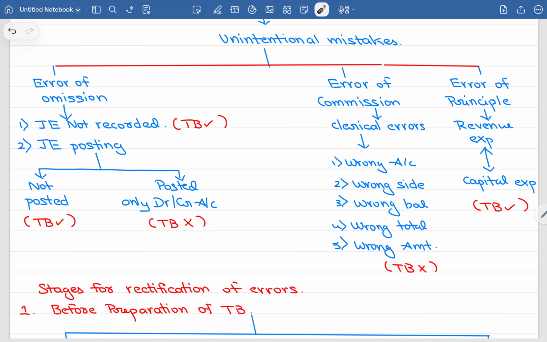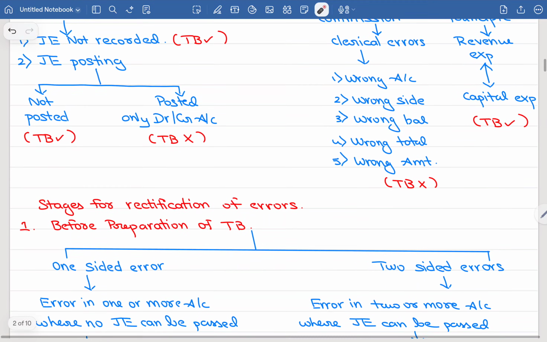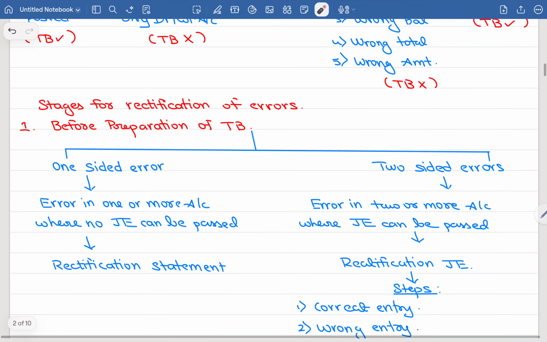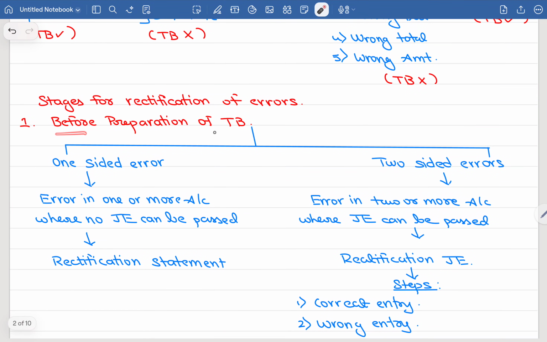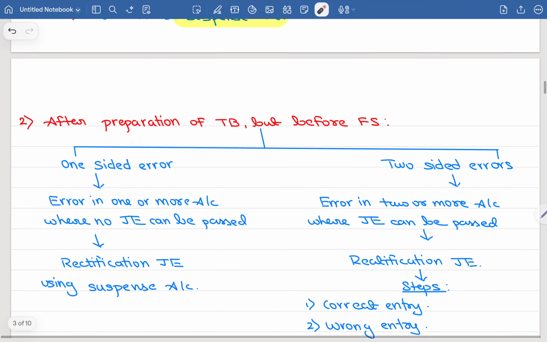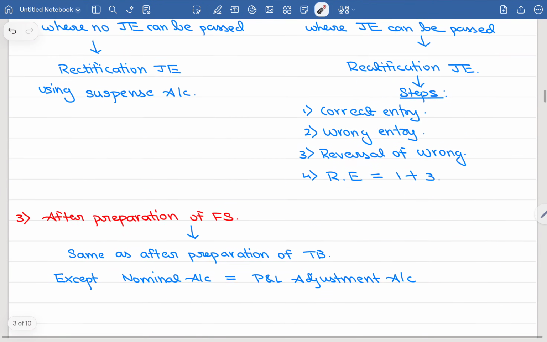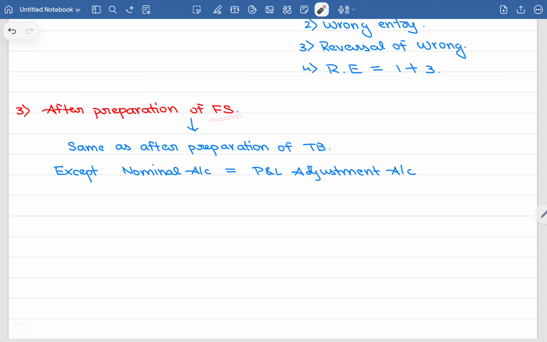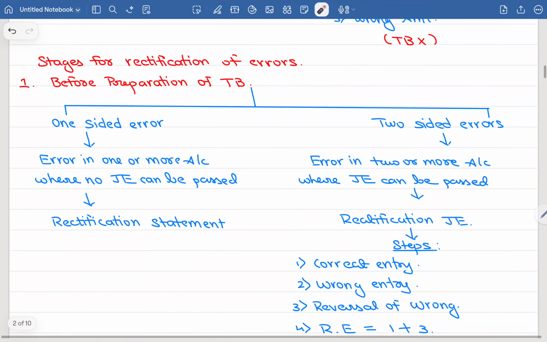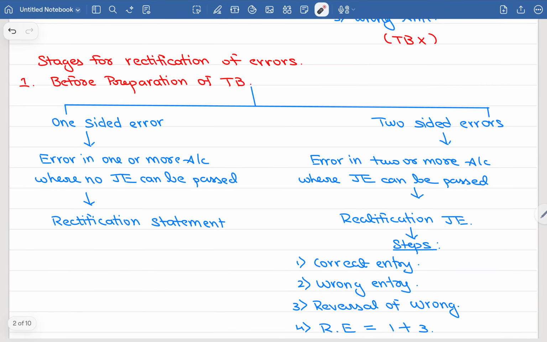When it comes to rectification of errors, there are three stages for rectification of errors. First one is before preparation of trial balance. Second one is after preparation of trial balance. Third one is after preparation of financial statements. So let us see how to do the rectification of errors at each stage.